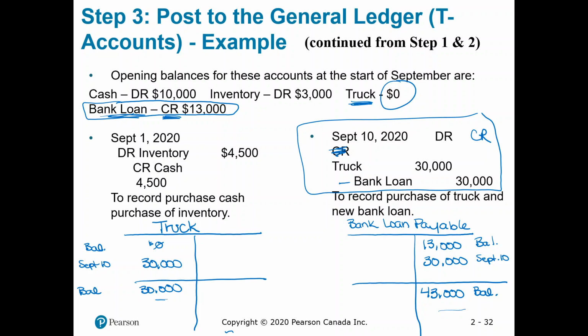Okay, so that is posting to the T accounts. We're just moving the amounts from our journal entries into the related T accounts. Once you get to the end of a period of time, you calculate a balance. And then we'll look in our next video at the final step for this chapter. So step 4 will be creating a trial balance.